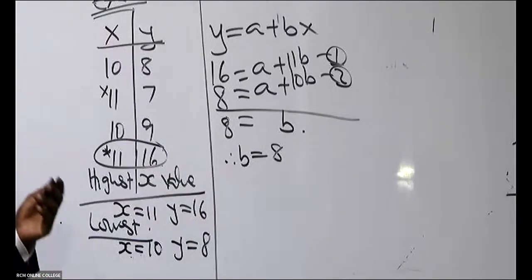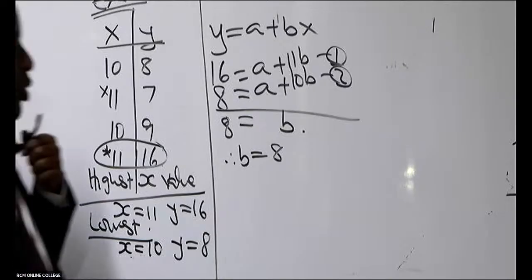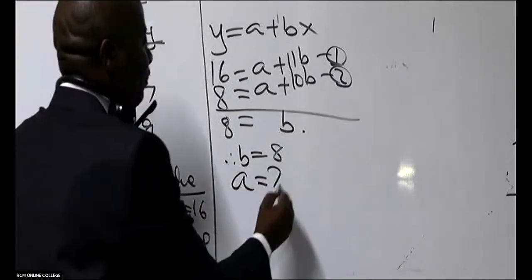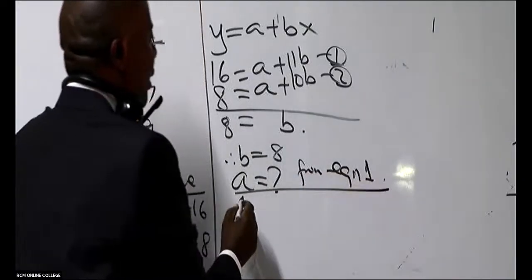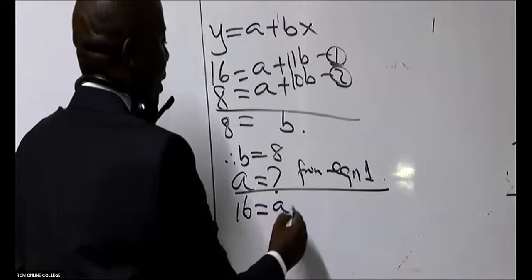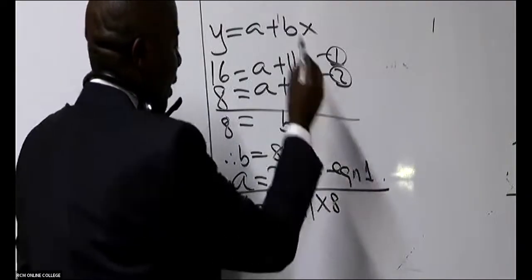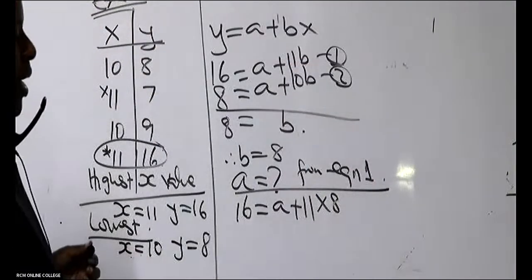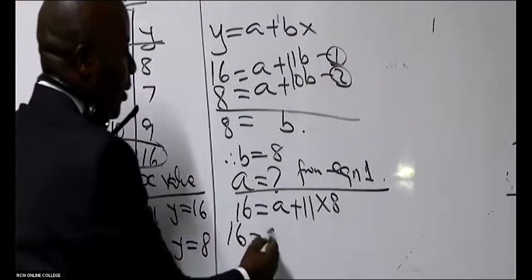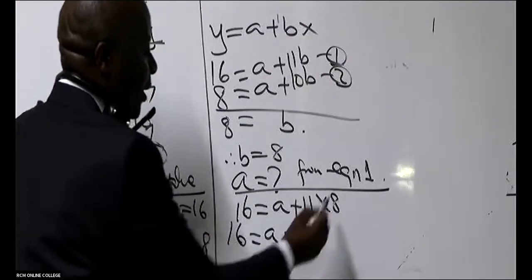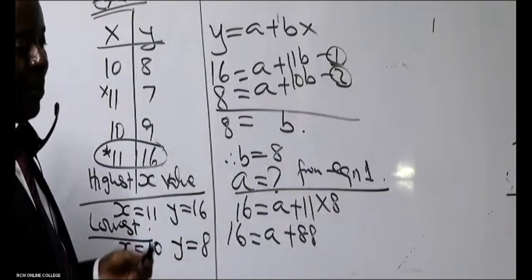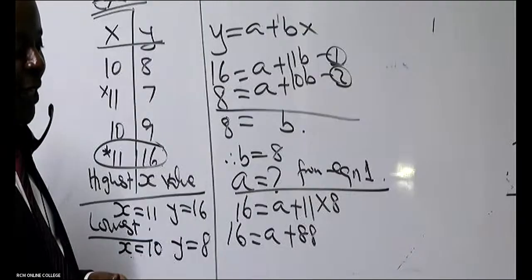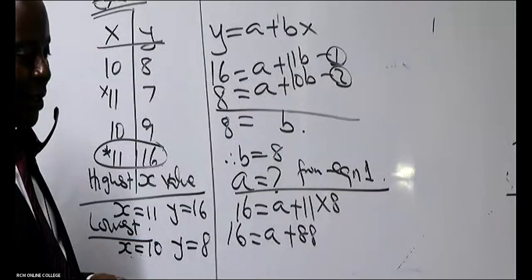And once I've been able to get the value of B, I'll be able to get the value of A. So what will be the value of A here? From equation 1, it will be 16 equals A plus 11 times 8, like that. So this is 16 equals A plus 88. So then A will be, this 88 has to cross over, right? So I believe now from there, you have crossed the river.